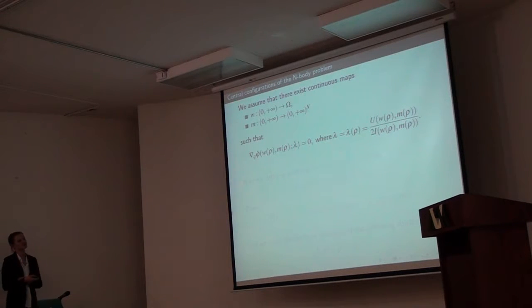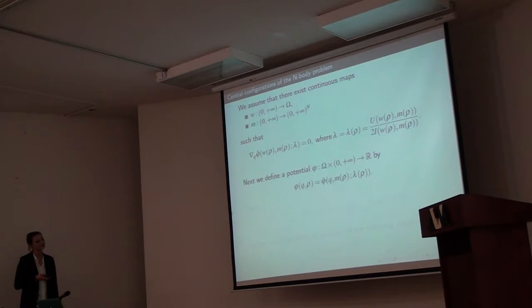This equation is satisfied through this family. So we define the family of central configurations. In the examples, I will give you exact families. But here this family is parameterized, and the rho here is a parameter. And right now, we define a new potential, because it's too difficult to study both masses and positions.